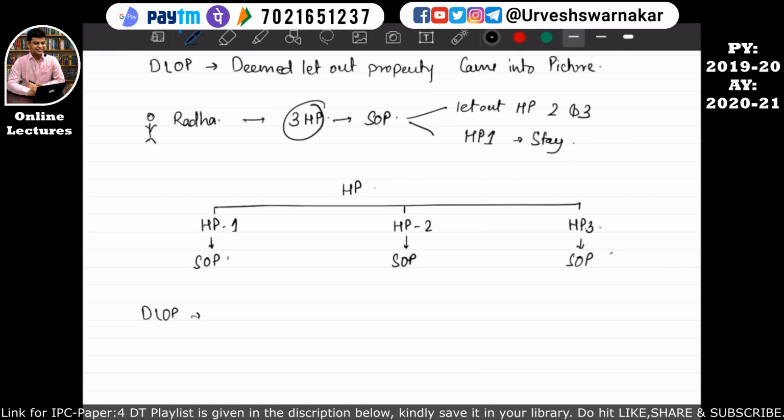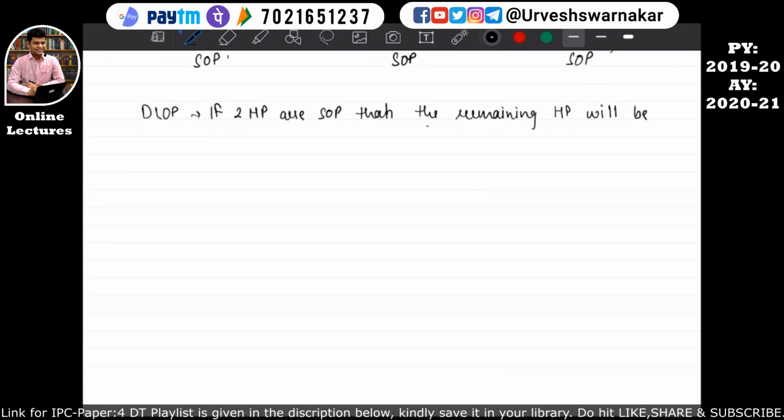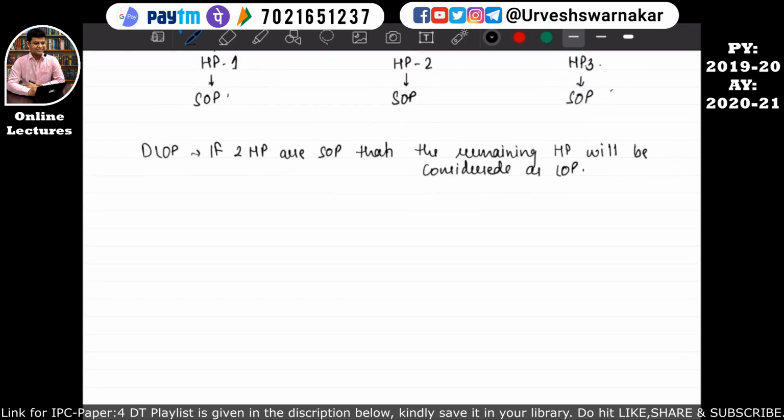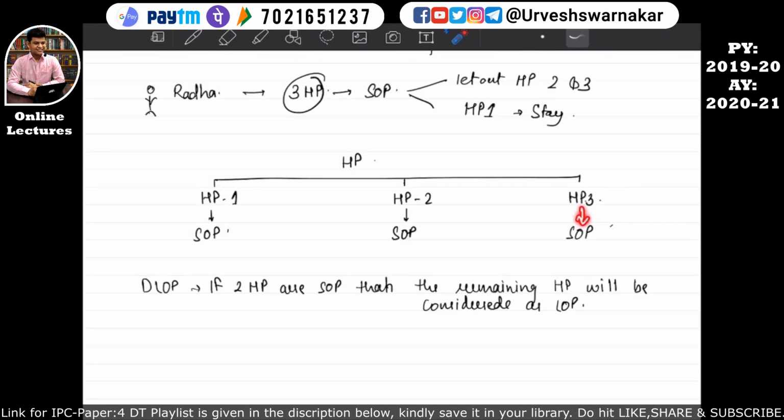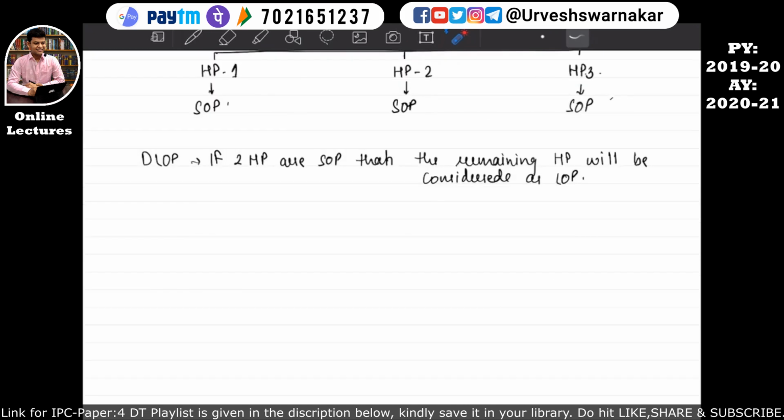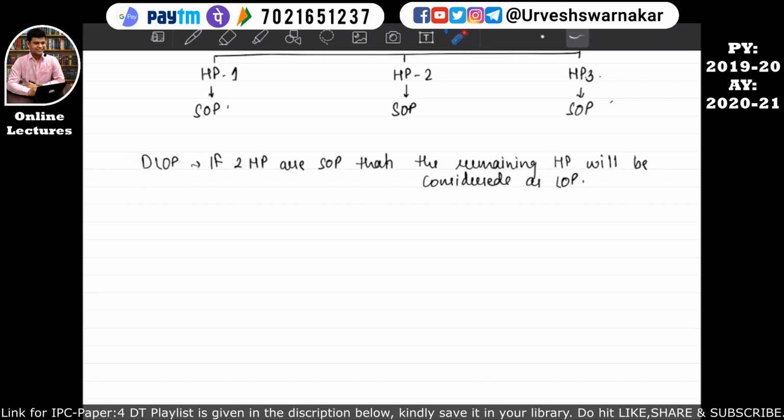DLOP says that if 2 house properties are SOP, then the remaining house property will be considered as let out house property. But since we are not actually letting out, that means our actual rent will be 0. She is saying it is a self-occupied only. Okay, that means she has not rented such house property. Then how will the income tax calculate the annual value of such house property 3?